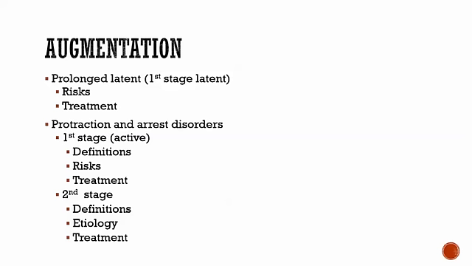All right, and so when you're seeing a protraction or an arrest problem, then you should be thinking about the differential diagnosis and what could be causing this. And so you can use the 3 P's as a way to think about it.